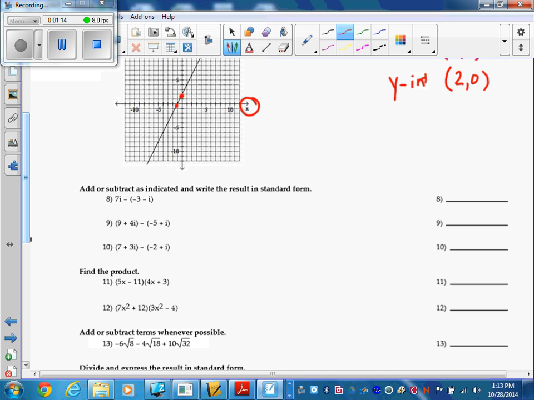Okay, number 8. Imaginary numbers. It says write the result in standard form. So be careful with this. 7i minus 3 minus i. So I'm going to distribute my negative sign. This turns out to be plus 3 because it's minus a negative, and plus i. So in standard form, it will be 3 plus 8i.